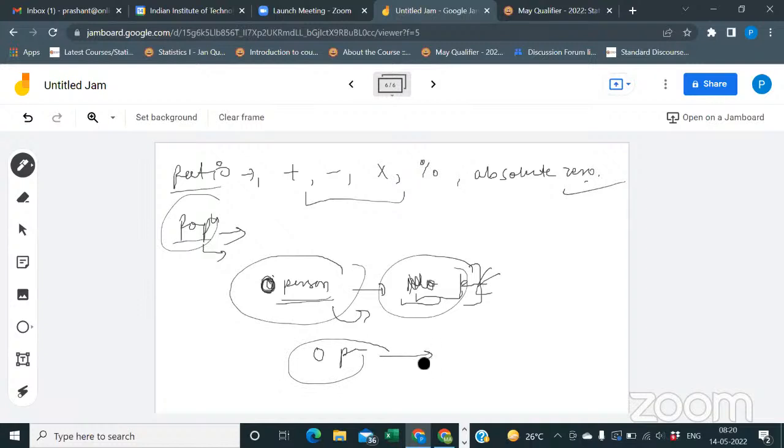Suppose you go to a general store, and you say, give me, you want to purchase some packets of biscuit.